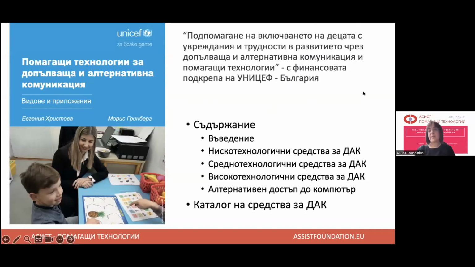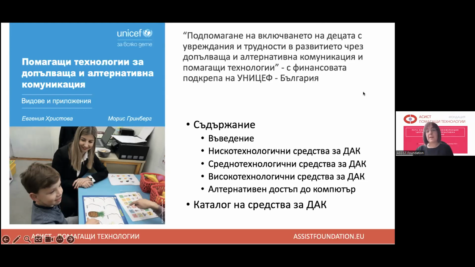Another useful resource, which was created in partnership and with the financial support of UNICEF Bulgaria, is the edition which is called Supportive Technology for AAC, and it presents both the general framework of AAC and the low-tech means, as well as high-tech means for AAC, and the means for alternative access to a computer.